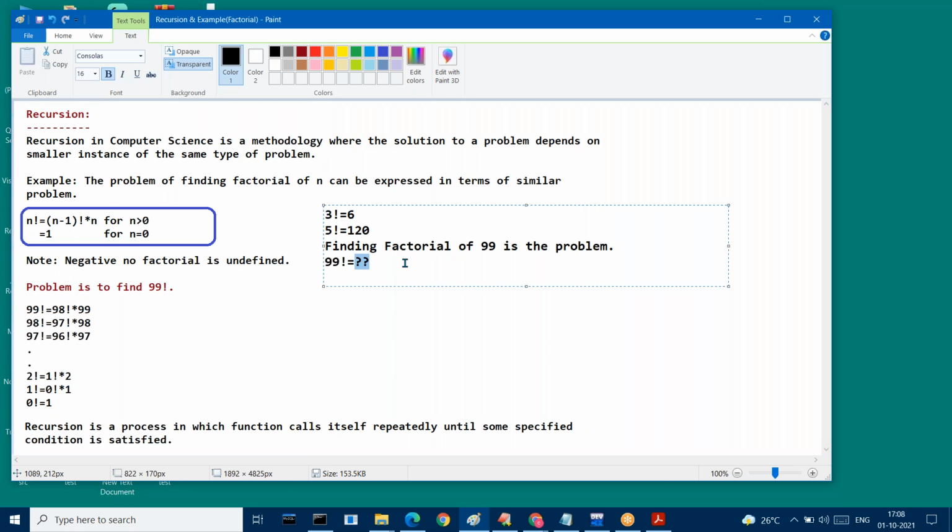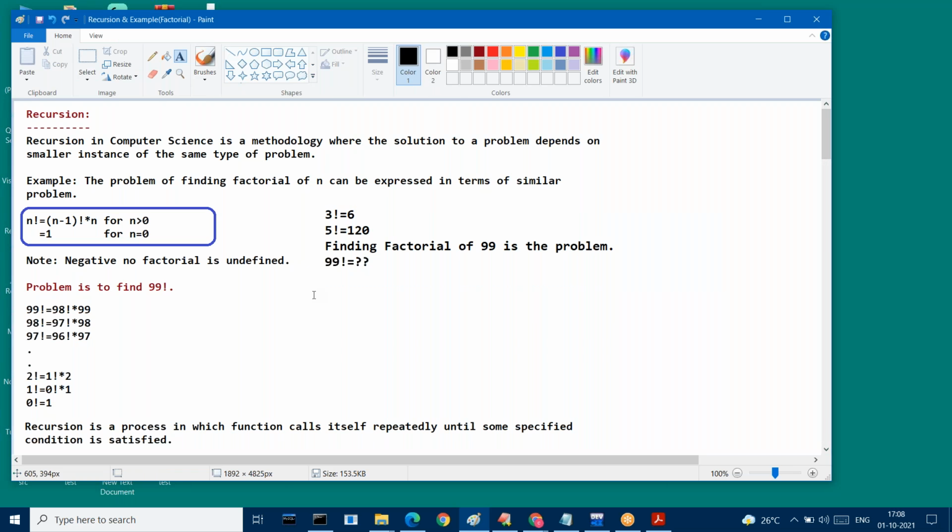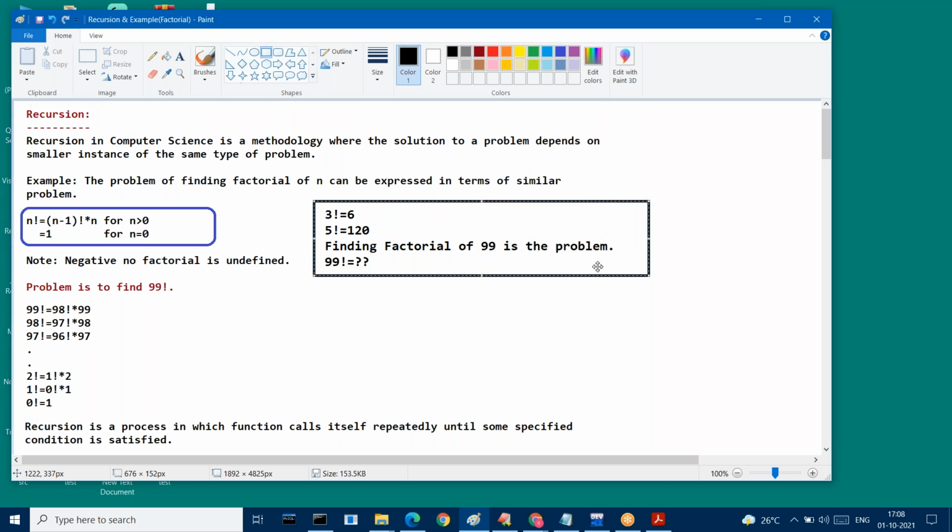For that purpose, the definition of factorial is well defined. What is that rule? This is the formula. n factorial is equal to (n minus 1) factorial into n, if the value of n is greater than 0, and is equal to 1 if n is equal to 0. And one important point is negative number factorial is undefined.